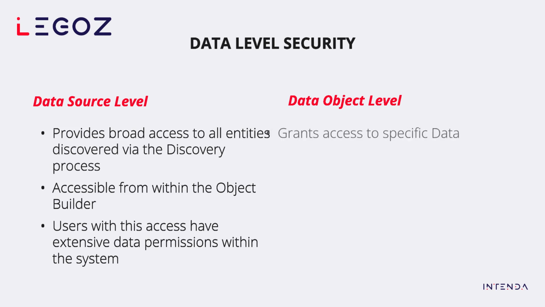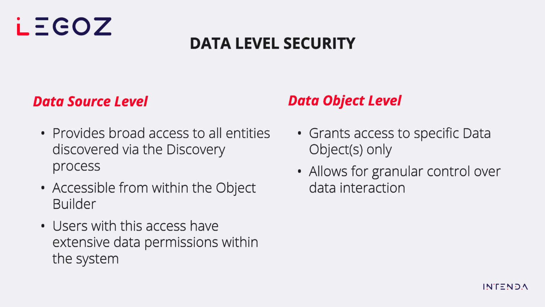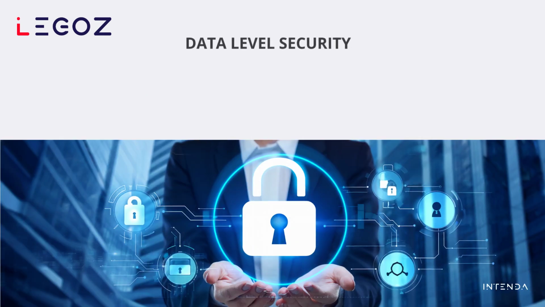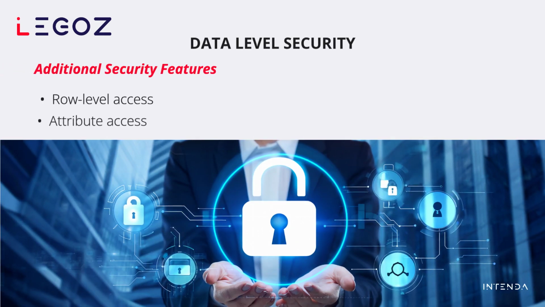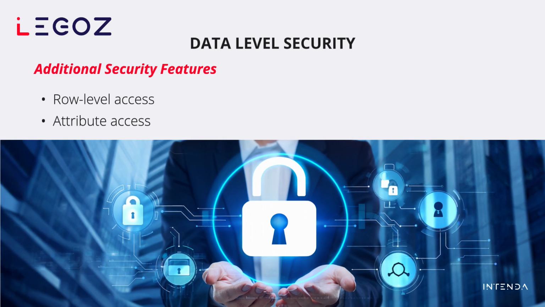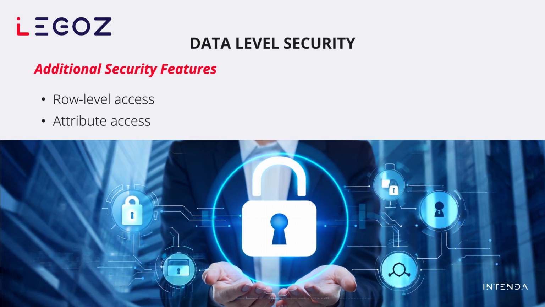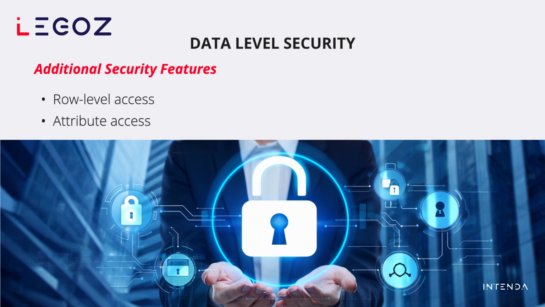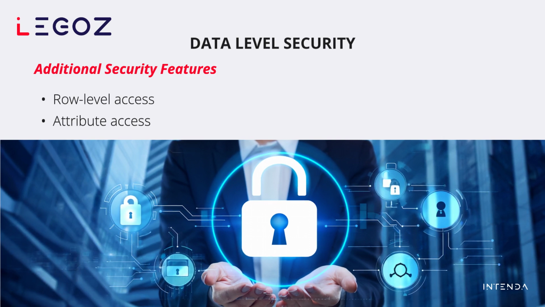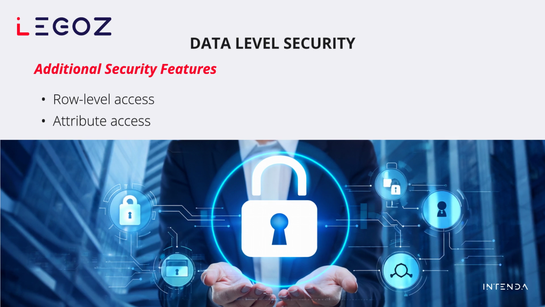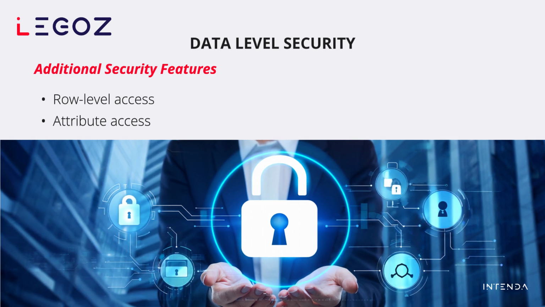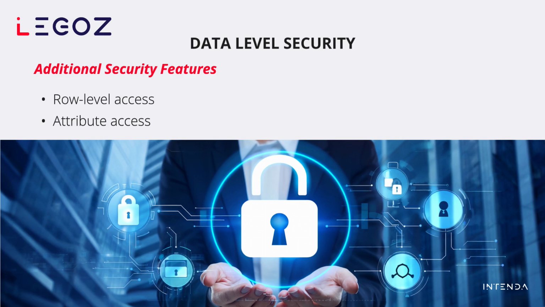Alternatively, access can be assigned at the data object level. Users associated with roles configured at this level are only able to interact with the specific data objects to which access has been granted. This approach enables more granular control over access to individual data objects. It should be noted that additional security features, such as row-level and attribute-level access, can be configured to provide further control. For more information on these features, refer to the Configuring Data module. By utilizing these access controls, organizations can ensure that users interact with data in a secure and controlled manner, supporting data integrity and compliance with organizational policies and regulatory requirements.